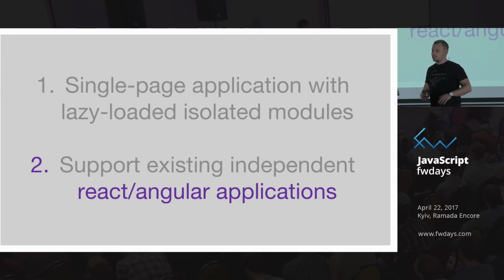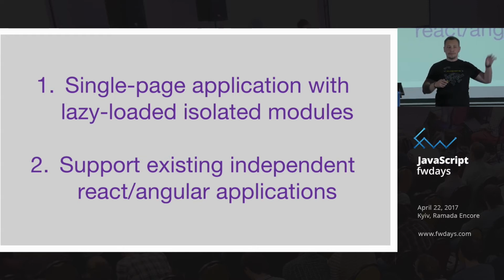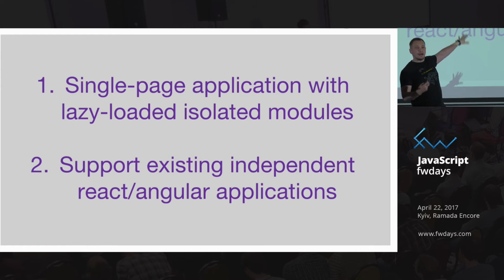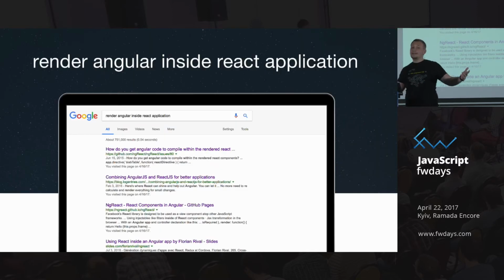So, framework agnostic. Your architecture should also be framework agnostic, because tomorrow some guy wants to use Vue.js, sure, why not? Okay, so: a single page application with lazy loaded isolated modules that supports existing independent React and Angular applications. Cool, that's the ideal world that I personally, as a front-end developer in 2017, want to live in. Does it exist? Let's find out.